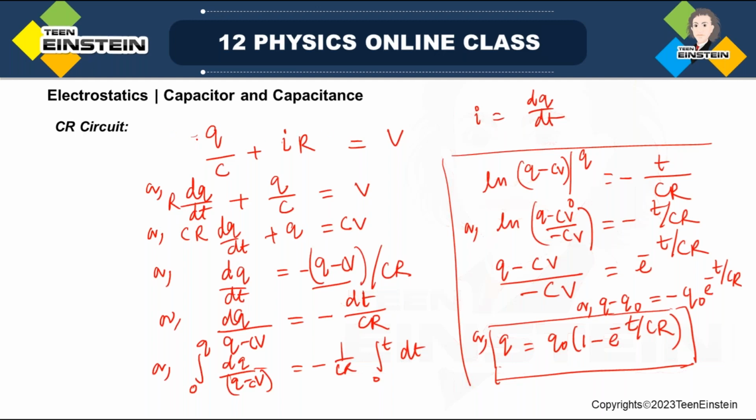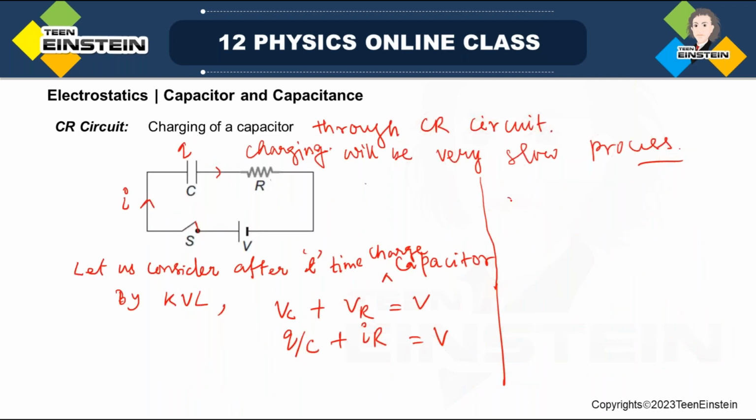See, I have written this by KVL, and then I have just simplified for Q. Here you have to do some integration with respect to time, and dq. So that we had just done. So what we have got, look, I can write here: the charge varies as Q is equal to Q0 whole into 1 minus e to the power minus T by CR. So this is the charge at any instant of time.